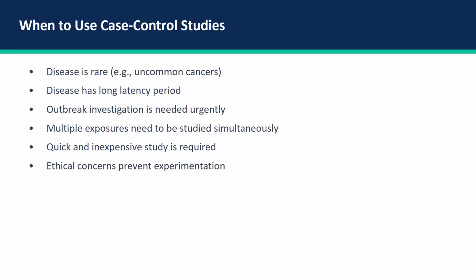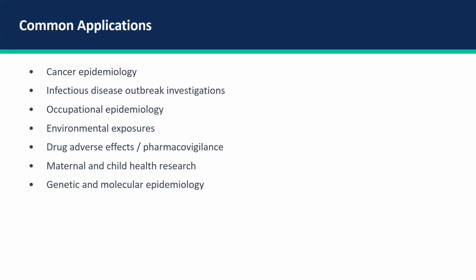So when to use case control study design: when the disease is rare, like some uncommon cancer. The disease has a long latency period. Outbreak investigation is needed urgently. Multiple exposures need to be studied simultaneously. When a quick and inexpensive study is required, and when ethical concerns prevent experimentation.